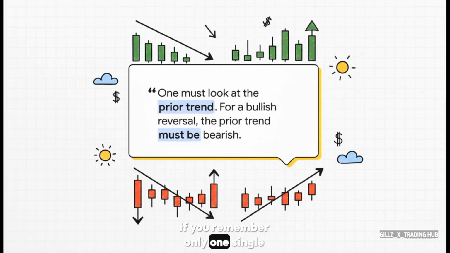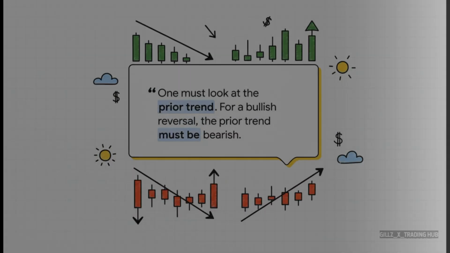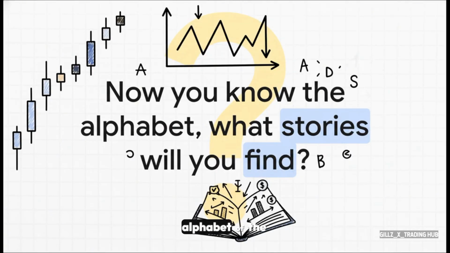If you remember only one single thing from this entire explainer, please make it this. A pattern is completely and totally meaningless without context. A bullish pattern only matters if it shows up after a downtrend. A bearish pattern only matters after an uptrend. That preceding trend is what gives the pattern its power. So we've just covered the basic alphabet of the market. You can now look at a chart and not just see noise, but actually see a story unfolding. So the only question left is, what stories are you going to find?